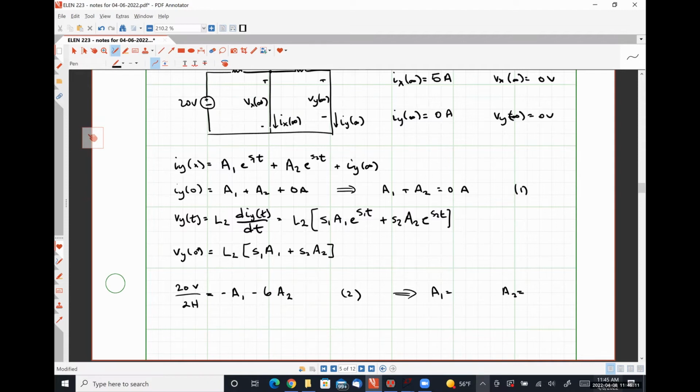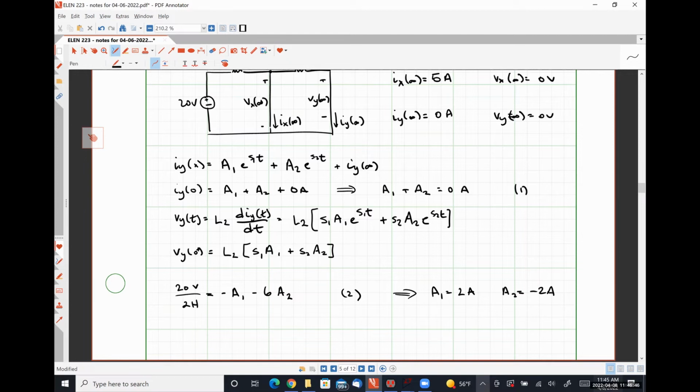So my coefficient for A1 in my first equation is 1. My coefficient for A2 in my first equation is 1. My constant term is 0. My coefficient for A1 in my second equation is -1. My coefficient for A2 is -6. And my constant term is 20 over 2, which is 10. Solving, I get 2 amps and the -2 amps.